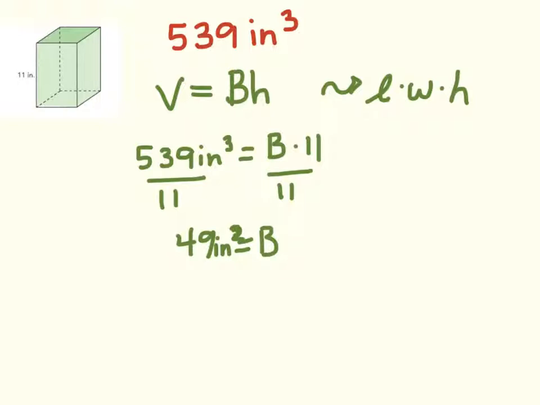So if we wanted to find the area of the base, we know that it's length times width, correct? So what we can do here is simply find the square root of 49. That's going to equal our length times our width. What's the square root of 49? It's 7. So our length and our width are each valued at 7.